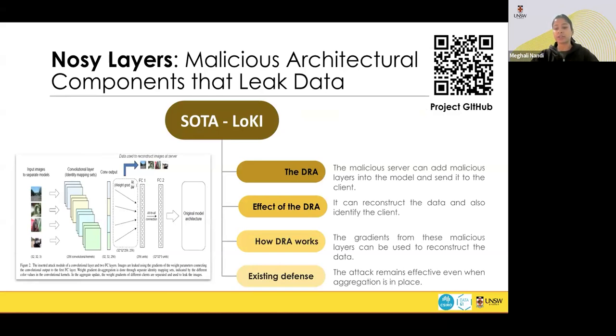The DRA works because the gradients from these malicious layers can be used to reconstruct the data, and the current existing defenses do not work because the attack remains effective even when the aggregation is in place. Now, coming to the image on the left-hand side, this is the LOKI attack. They have the convolutional layer, which helps in the identification of the clients. Then we have the convolutional output, the FC1 and FC2, the 3 layers which have been added by the malicious server, and the data coming out of these outputs can be used for the reconstruction of the images at the server side.